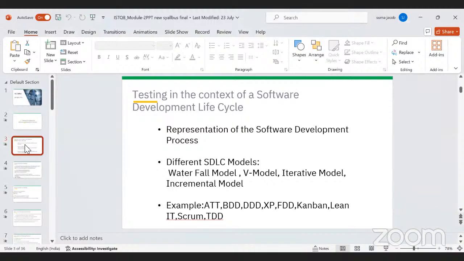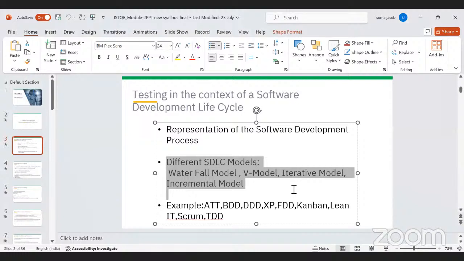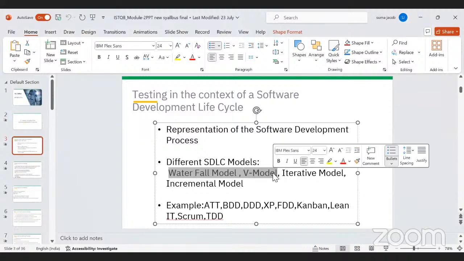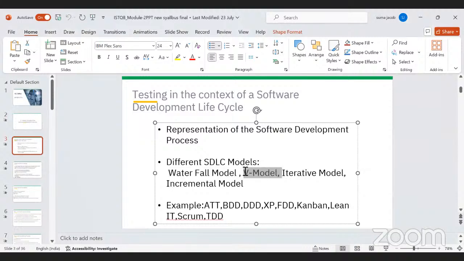As per ISTQB, they have given a few SDLC models. The first one is the sequential development model. The waterfall model and the V model together come under the sequential development model. So what is sequential development? What happens in sequential development? From the word itself, we know it happens in a sequence, right?